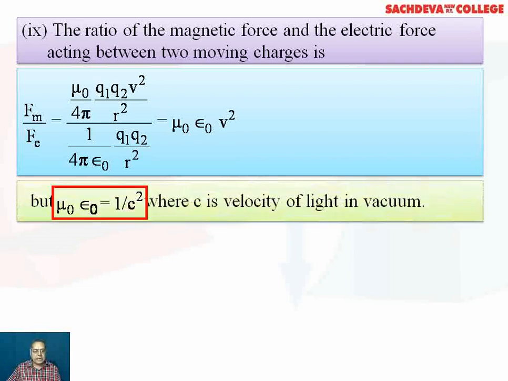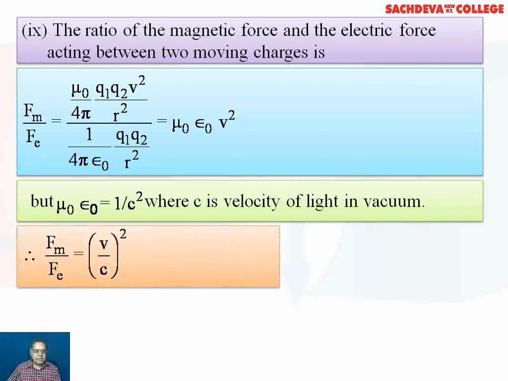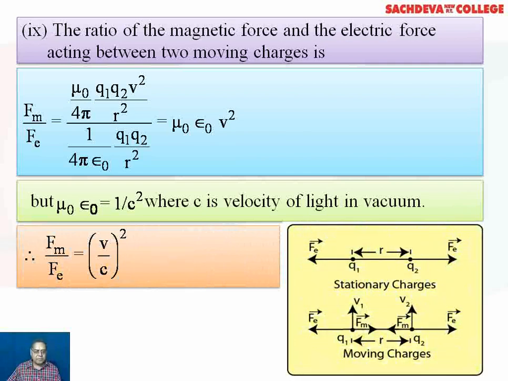But mu naught epsilon naught is equal to 1 over c square, where c is the velocity of light in vacuum. And from this we can get the value of c, which is 1 over square root of mu naught epsilon naught. This equation is generally known as the Maxwell electromagnetic equation for the velocity of electromagnetic waves. You will remember that light is an electromagnetic wave. Magnetic force over electric force will be V over C whole square.